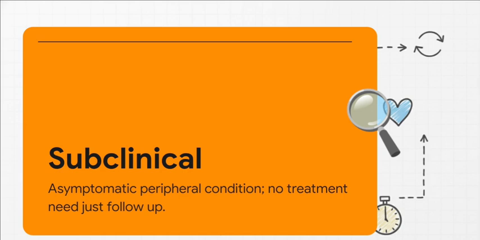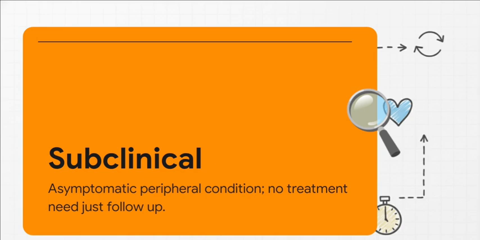If a patient has a peripheral thyroid problem but they are completely asymptomatic, they fall into the subclinical category, and an asymptomatic peripheral thyroid condition requires absolutely zero active treatment. The protocol here is strictly follow-up. Now, you might be wondering, why do we just watch and wait?